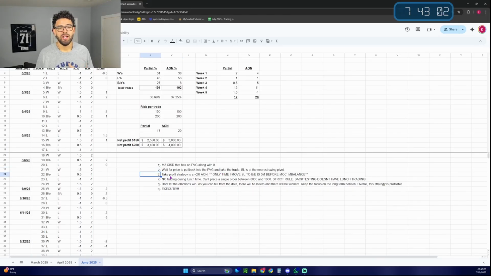Step 3, take profit strategy: plus 2R, all or nothing. The only time I can move my stop loss to break even is 5 minutes prior to the market on closing balance, and that's it. Number 4, major rule: no trading during lunchtime. Lunchtime for me is 8:30 to 10.